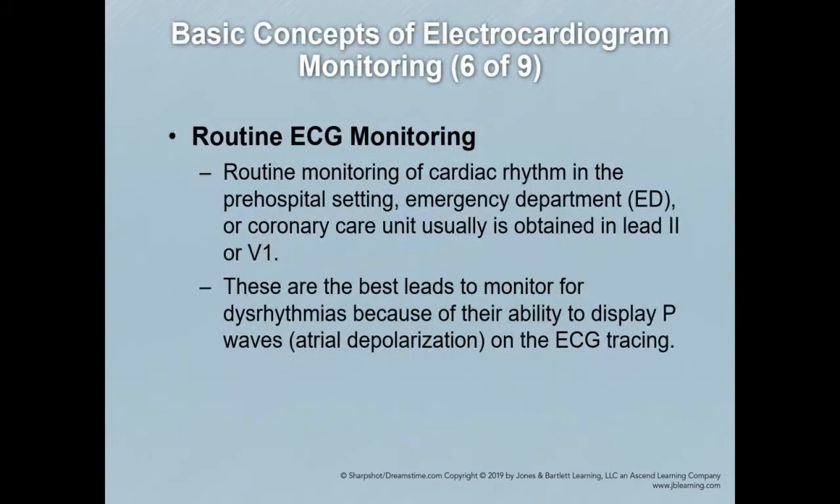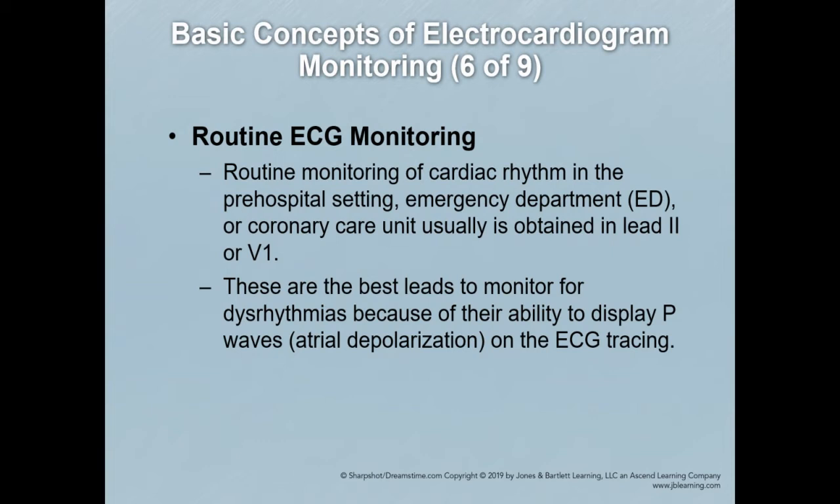So we use cardiac monitoring all the time. Remember that 12 leads are there to find specific problems with the heart. 12 leads are not for rhythm interpretation. I repeat, 12 leads are not for rhythm interpretation. You need a 6-second strip, typically in lead 2, to determine what the underlying rhythm is.